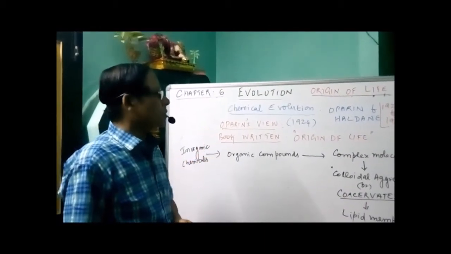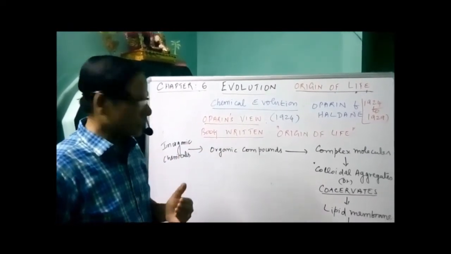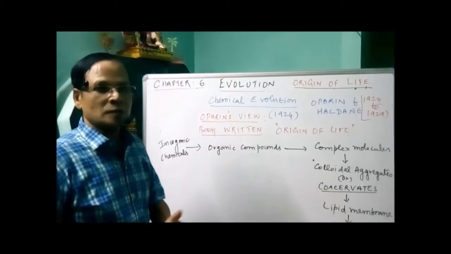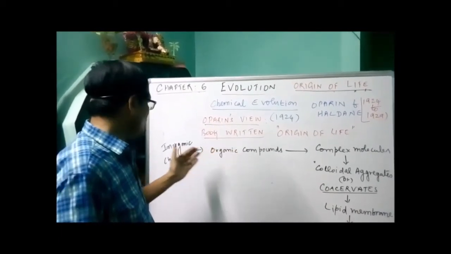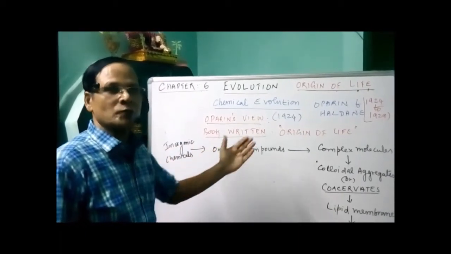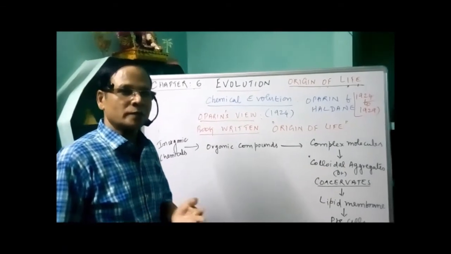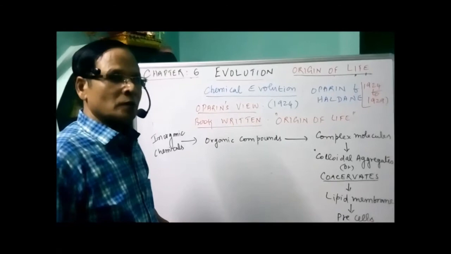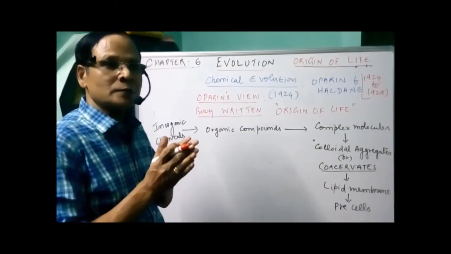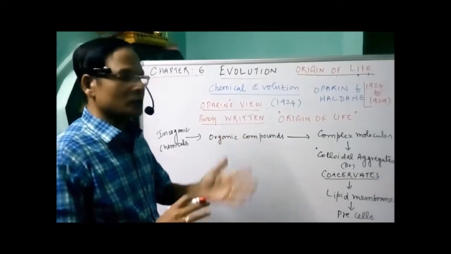Oparin's view regarding the origin of life. He wrote a book called Origin of Life. In that he explained the concept of origin of life. He suggested that the organic compounds were formed from the inorganic chemicals spontaneously with the help of energy, the physical forces like lightning, etc. Once the organic compounds were formed, they would have undergone a number of reactions to form complex molecules.